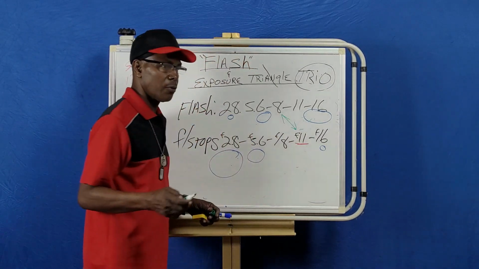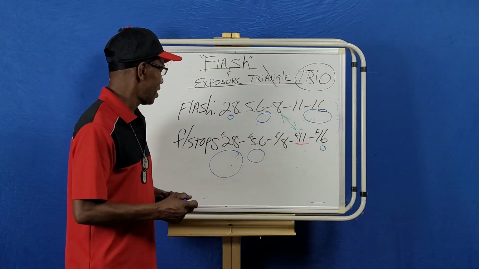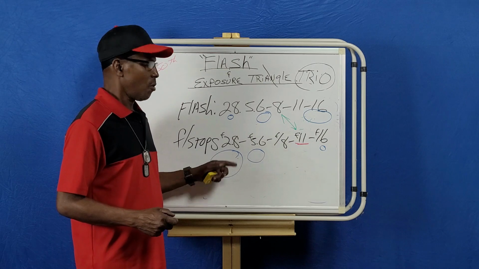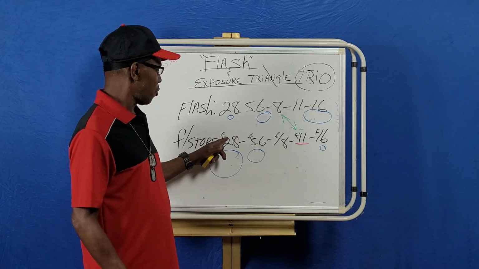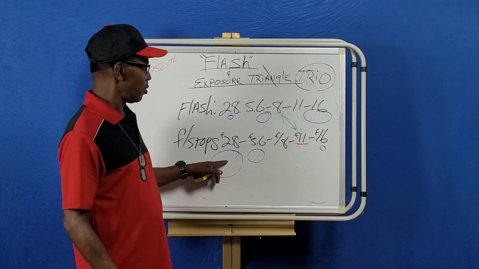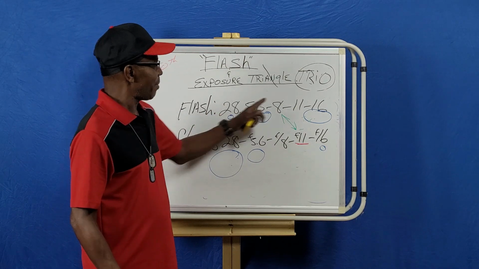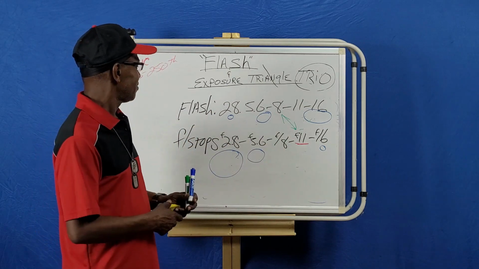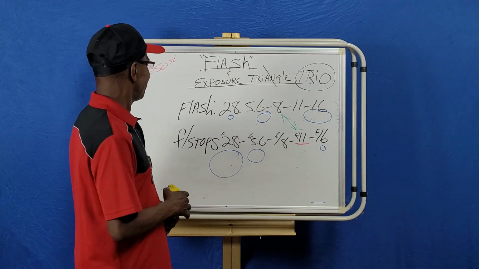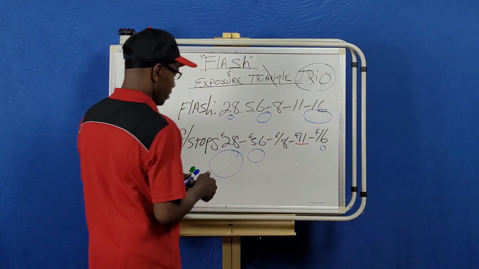And I know it can get really confusing because a lot of my students would say, hey, I just got over that brain freeze of 2.8, smaller number, more light. Now you're telling me that it's opposite with the flash. That's just the way it is. I didn't make it up. That's just the way it is. So did we do that scenario?